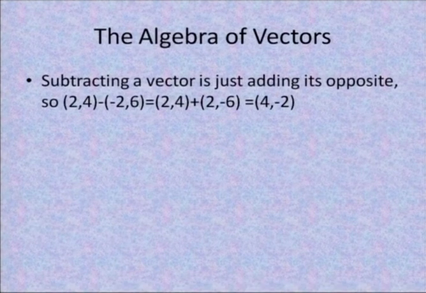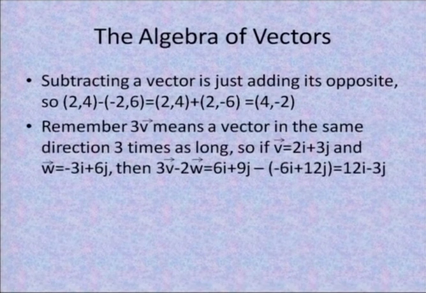Certainly subtracting vectors, like subtracting quantities, is adding the opposite. So if we were going to subtract the vector negative 2, 6, that would be the same as adding the opposite of negative 2, 6. Well, the opposite of going left 2 and up 6 is going right 2 and down 6. So the opposite of negative 2, 6 is 2, negative 6. Then we can apply our addition rules and simply add those vectors together again. Okay? Not too difficult to do.